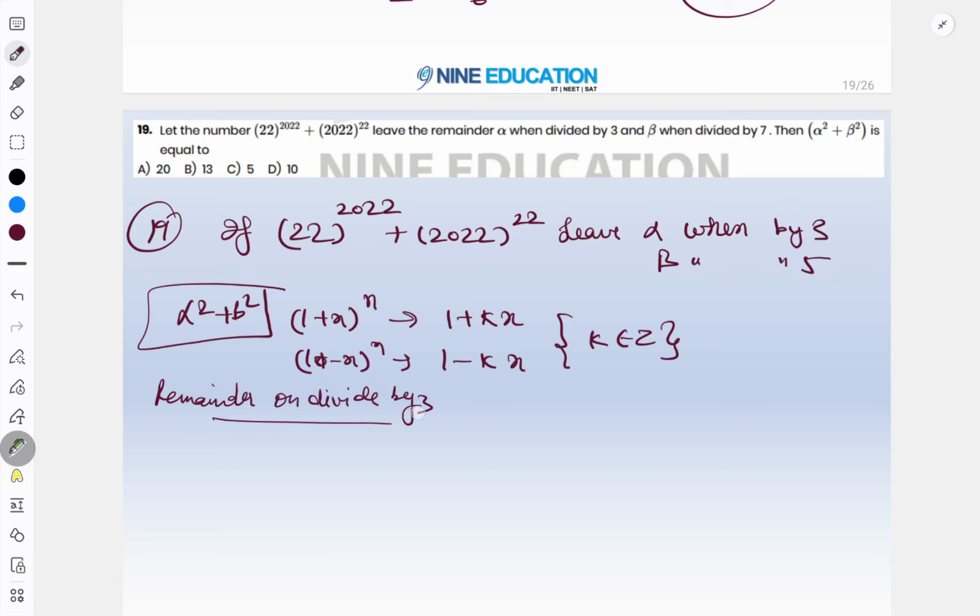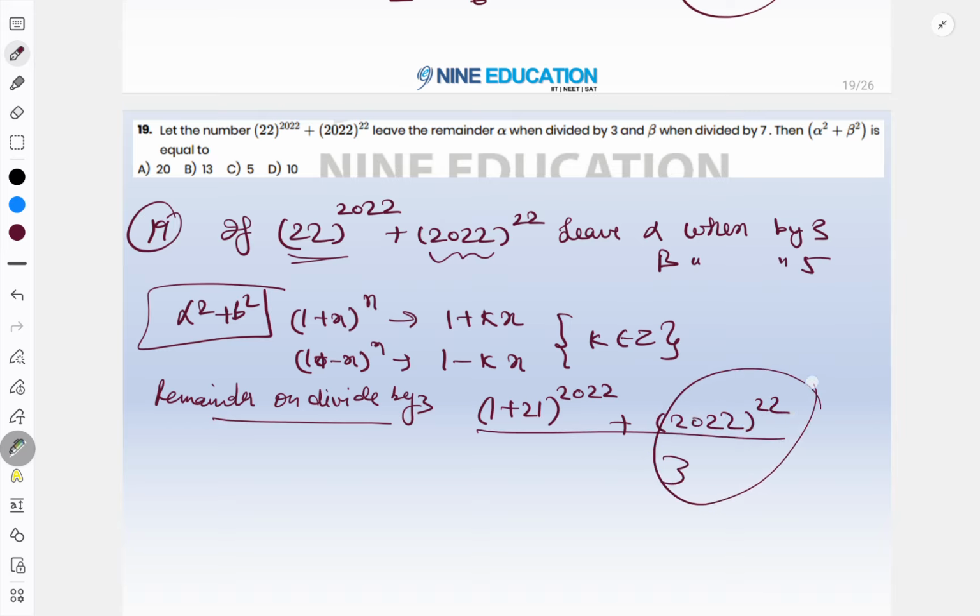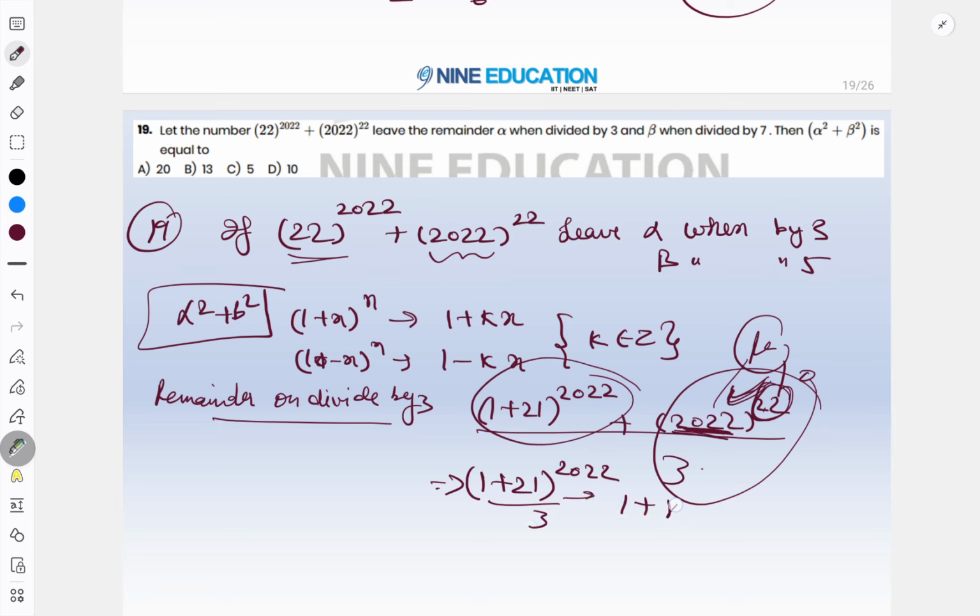So 22 can be written as (1 plus 21) power 2022, and let's keep it as it is. So we need to divide it by 3. Now this expression, it is completely divisible by 3. Why? Because 2022 is exactly divisible by 3. So whatever power you raise, it is exactly divisible by 3. So remainder in this case is 0. And remainder for the quantity (1 plus 21) power 2022 by 3: this expression can be written as 1 plus k into 21, divided by 3. This is exactly divisible. So remainder is 1, hence alpha is 1.